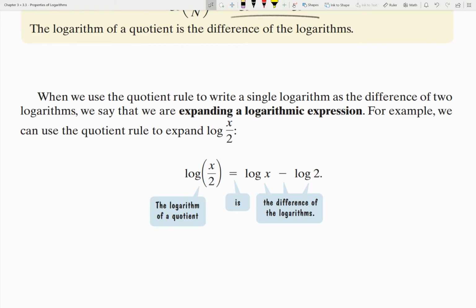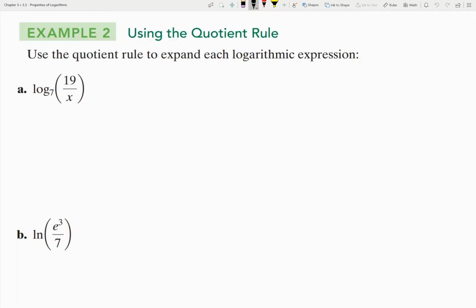What does that look like? So when we use the quotient rule to write the difference of two logarithms, again, we are expanding the logarithm. If we want to expand the log of x over 2, it separates into the log of x minus the log of 2, the difference of these two. And again, this is a technique for expanding logarithmic expressions.